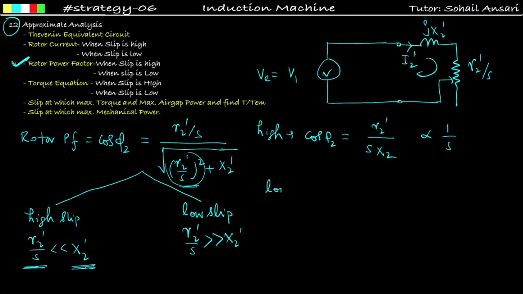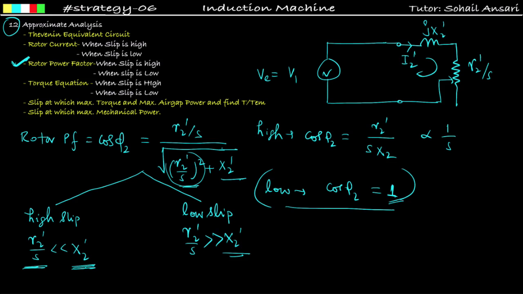Now at low slip, we have to ignore X2 dash in the denominator. So the rotor power factor cos phi 2, neglecting X2 dash, will be equal to R2 dash upon S by R2 dash upon S, that is the unity power factor. So finally, the running power factor of this induction motor is approximately equal to 1, that is unity power factor. But during starting, at high slip, the power factor is inversely proportional to slip.